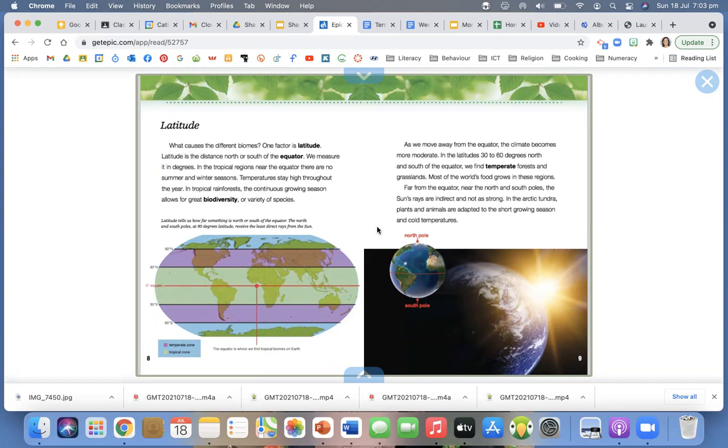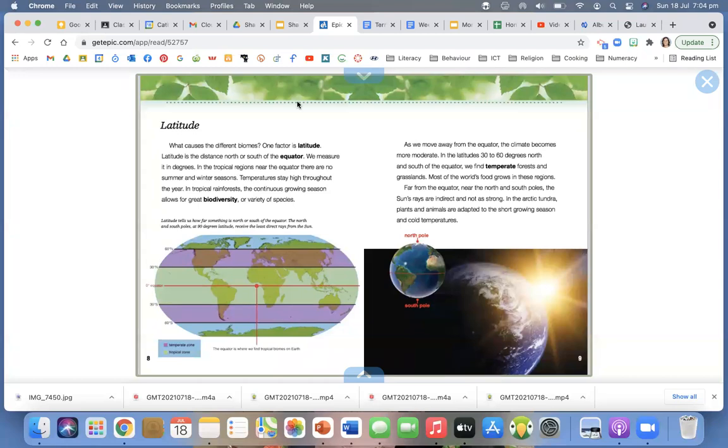Let's keep reading. We measure it in degrees. In the tropical regions near the equator, there are no summer and winter seasons. I'm going to reread that. In the tropical regions near the equator, there are no summer and winter seasons. So I'm looking at the equator. I'm looking at those areas that are above and below. And I'm noticing that they're in green. Temperatures stay high throughout the year. In tropical rainforests, the continuous growing season allows for great biodiversity of a variety of species.